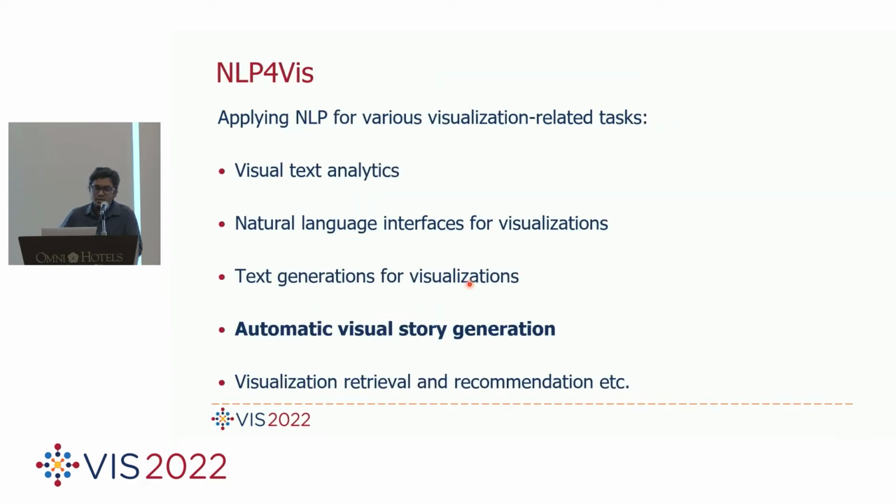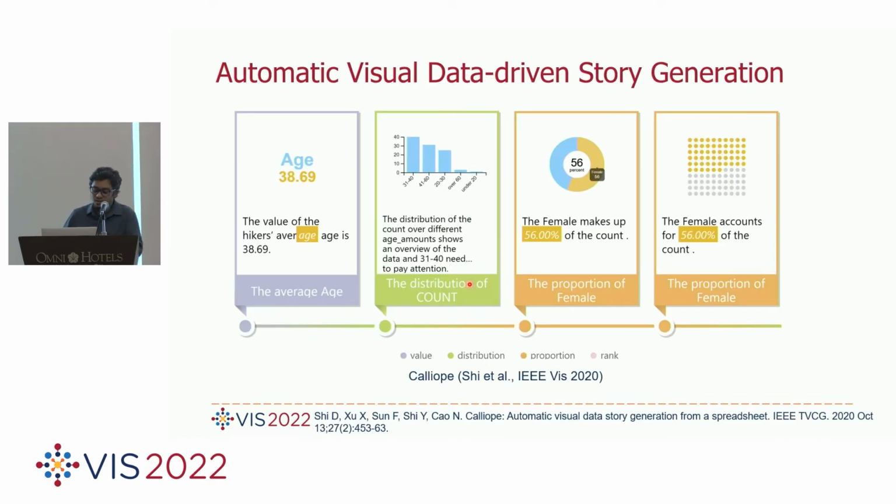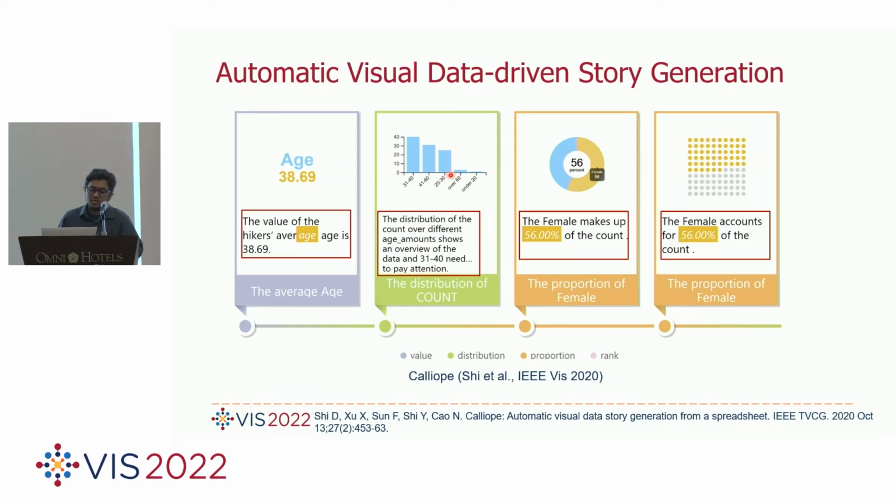Automatic visual story generation is just another variation where we can use this automatic text generation in addition to visualization. So here is one system called Calliope, where they have generated a visual data story from a spreadsheet automatically, where we can see that they have a series of charts that illustrate various interesting data insights. But what we can notice is that in addition, they are also presenting textual explanations that explain those insights.